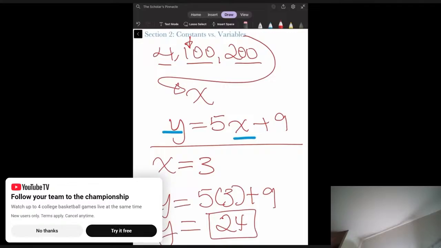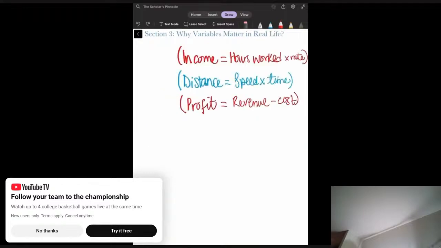Y is equal to 24 because you put an input value of 3 where x was placed in this equation. Section 3, why variables matter in real life. You might be asking that question, and they do matter.